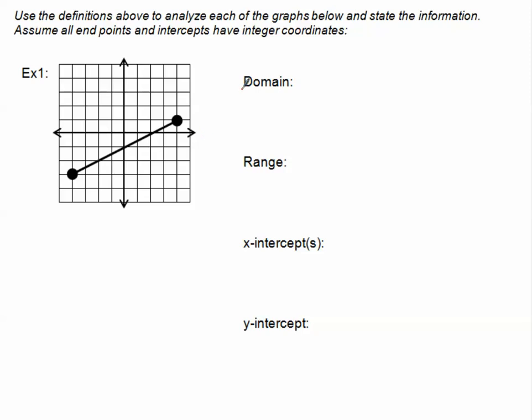Let's talk about domain. Remember, domain goes left to right. These are the x values. So what we need to know is, where does this graph start? We always read graphs from left to right, like we read a book, so we're going to start at the far left. The graph starts right here with this x coordinate of -4. And then it goes all the way to this x coordinate of +4. So the domain is right here. We just have to be able to describe it.